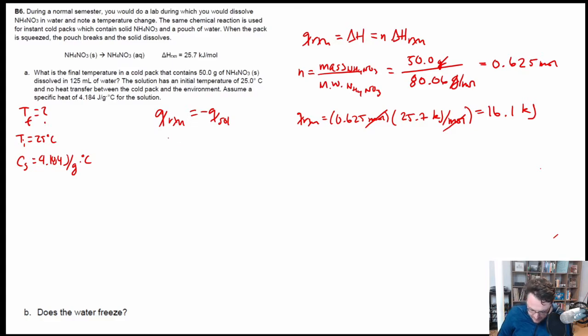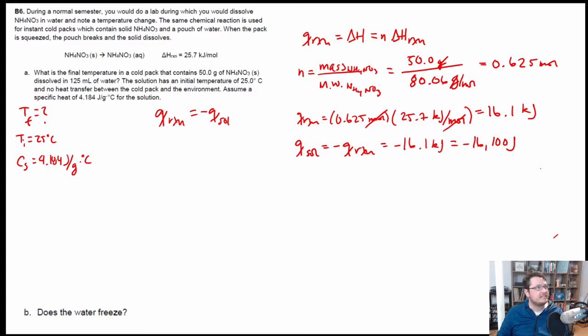So we now know what Q of the reaction is, and so now if we want to get what the Q of the solution is going to be, Q of the solution is equal to negative Q of the reaction, opposite sign. So in that case, that just simply becomes negative 16.1 kilojoules. Now, to make my life a little bit easier, because the specific heat is in joules, I'm just going to convert that kilojoules into joules. So that comes out to negative 16,100 joules. So that's the heat that is going to be taken from the solution in this case. So we have that value.